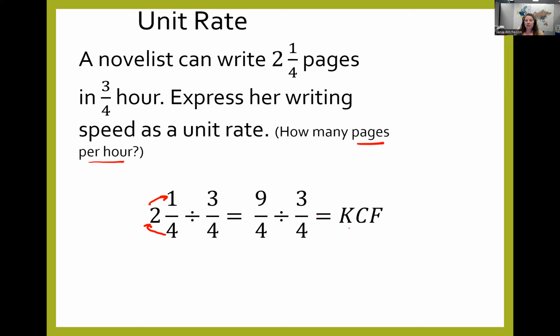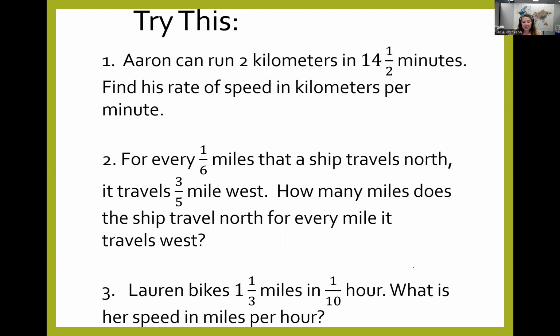How do we divide fractions? We keep it, change it, flip it. And we have 9/4 times 4/3. Our 4s cancel. 3 and 9 are divided by 3. These all get 1s, and this gets a 3. So we're going to have 3 times 1, 3 pages per hour. All right, you try these last 3 on the slide.